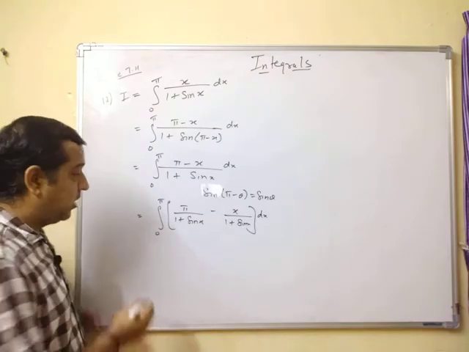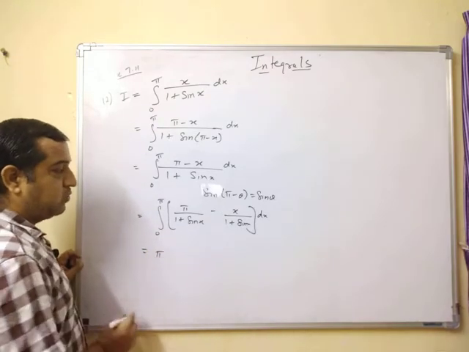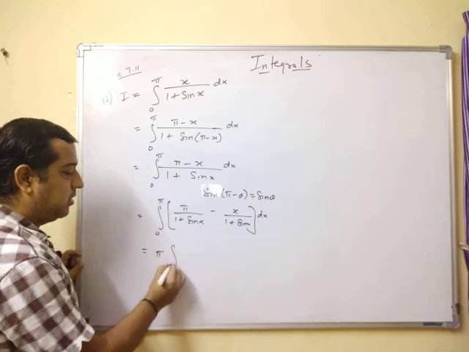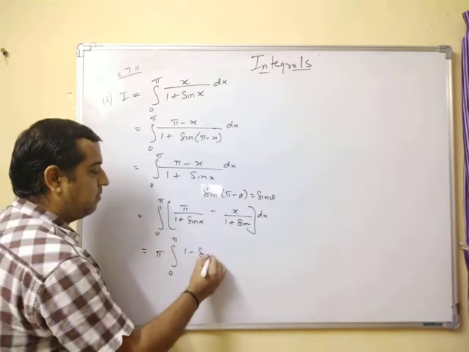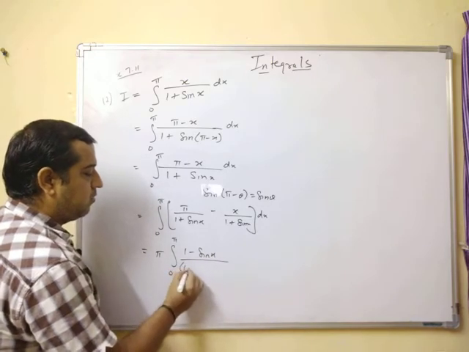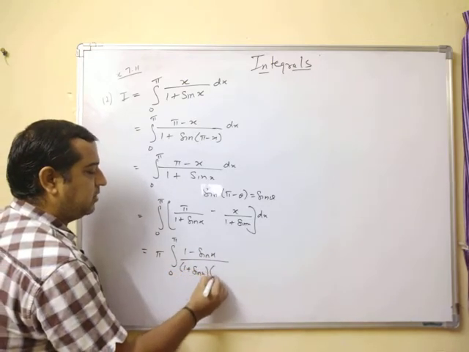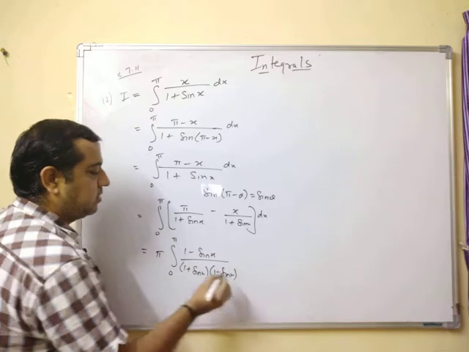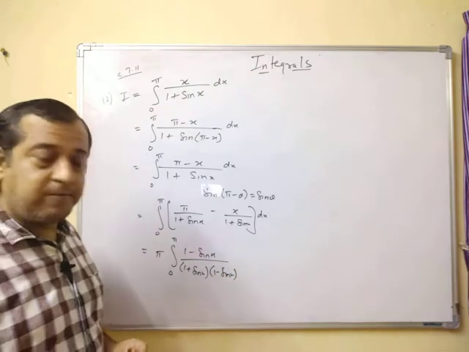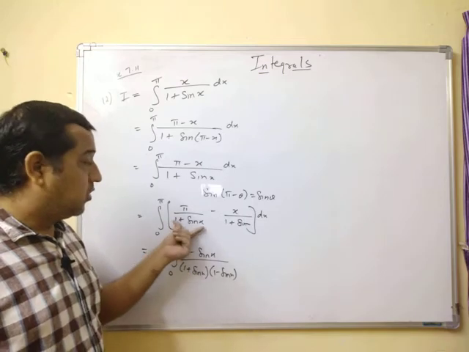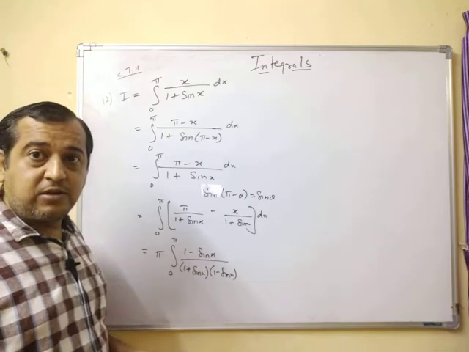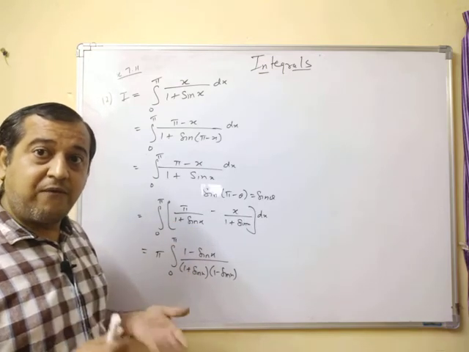Now we will separate the integrals. Pi comes outside. Integral from 0 to pi, 1 minus sin x upon 1 plus sin x into 1 minus sin x. Means what we have done? We have rationalized the denominator. In the denominator we are having 1 plus sin x. We are multiplying and dividing by 1 minus sin x.